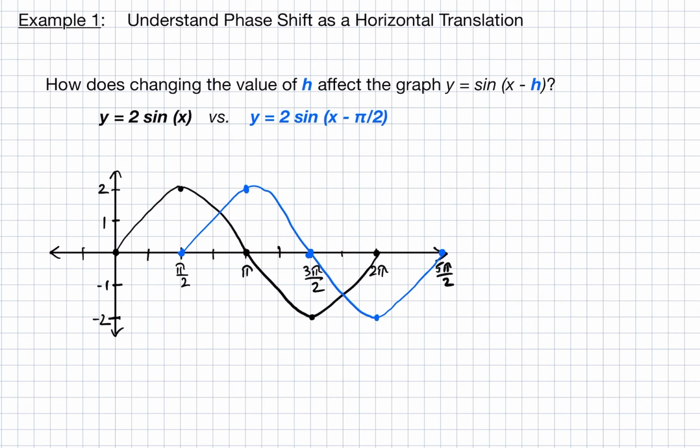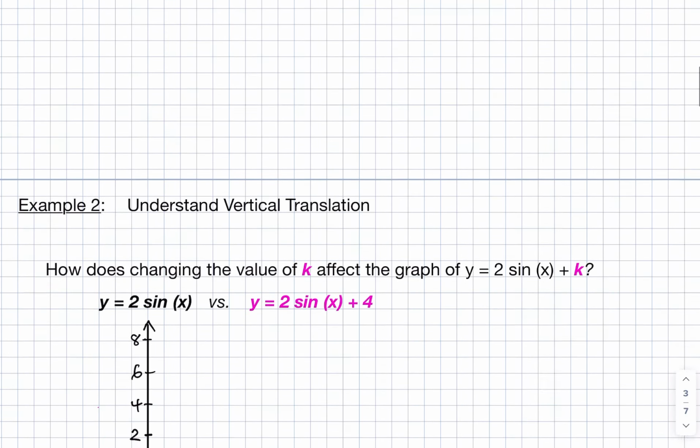So what we see is this is what's considered a phase shift of pi over 2. So it's shifting to the right by pi over 2. Notice that this is a negative. So when you have a negative in this parentheses, in this trig function, then the shift would be to the right. If it were a positive, then it would be a shift to the left. Okay, let's take a look at example number 2.